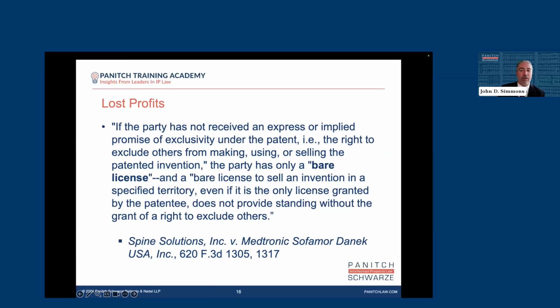Okay, the corollary is that non-exclusive licensees do not have standing to bring a patent infringement suit, as Steve politely pointed out. In Spine Solutions, I mentioned, there was no written license agreement, so there was no exclusive license with the right to sue found.